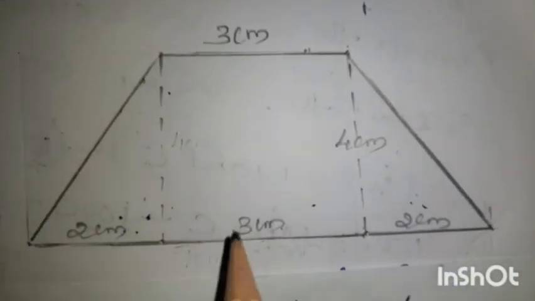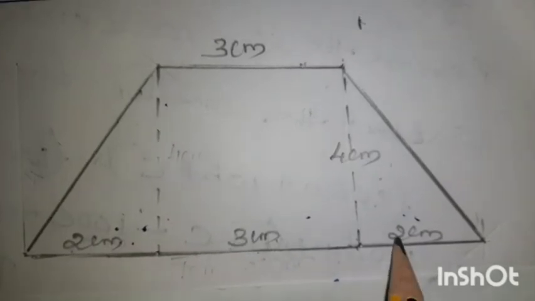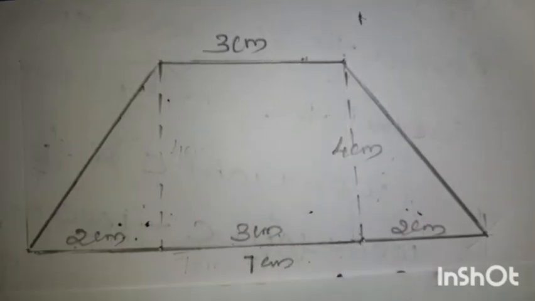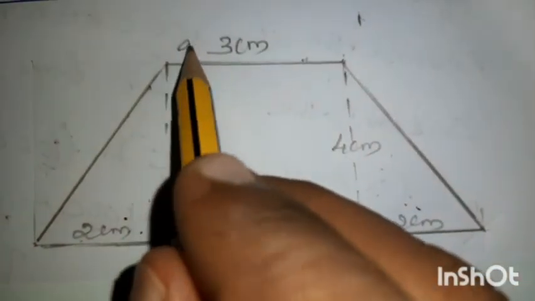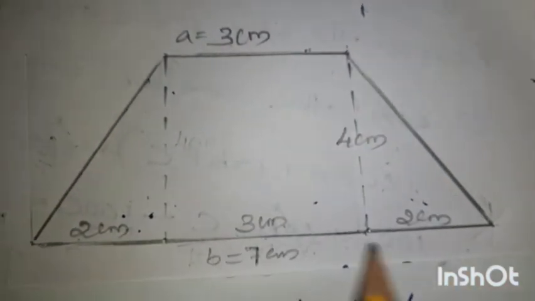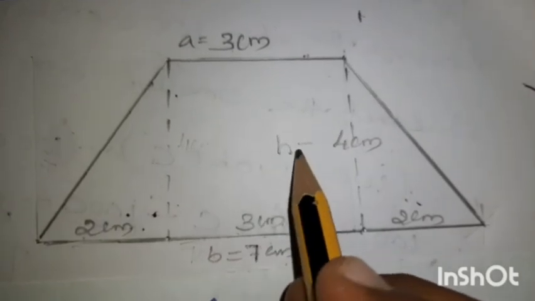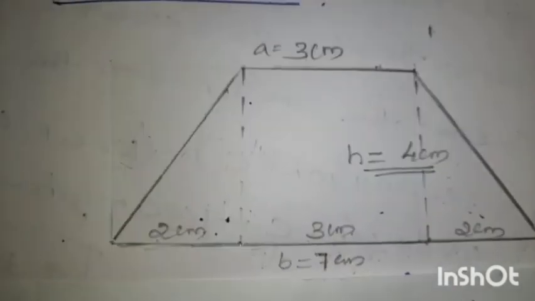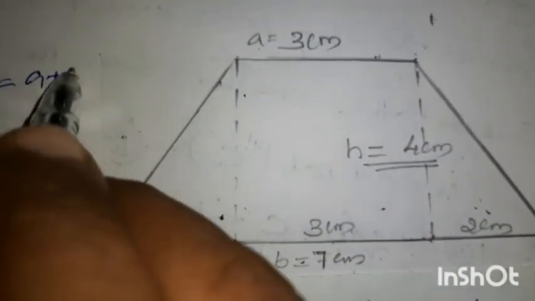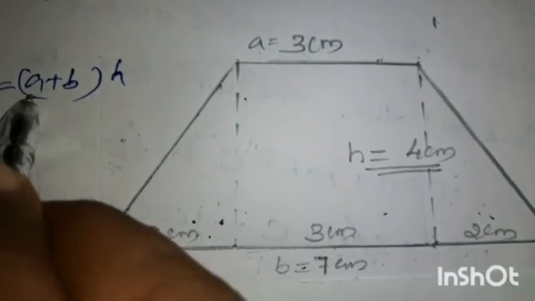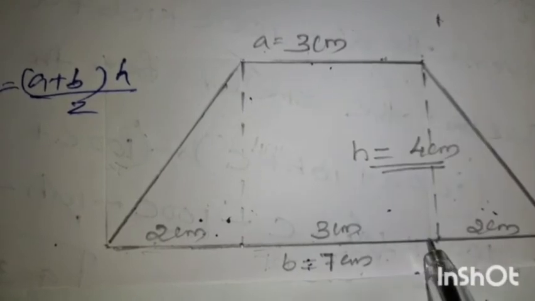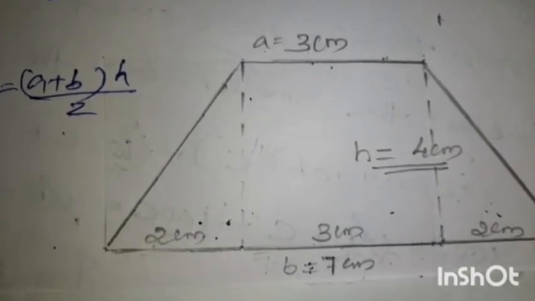Or you can use another equation. This is 2 plus 3 plus 2. How much you are getting? 5 plus 7, it is 7 centimeter. This you can consider as a and this you can consider as b. a is equal to 3 centimeter, b is equal to 7 centimeter and height h is equal to 4 centimeter. Area of trapezium is equal to (a plus b) into h by 2. Sum of two parallel sides into height h divided by 2.